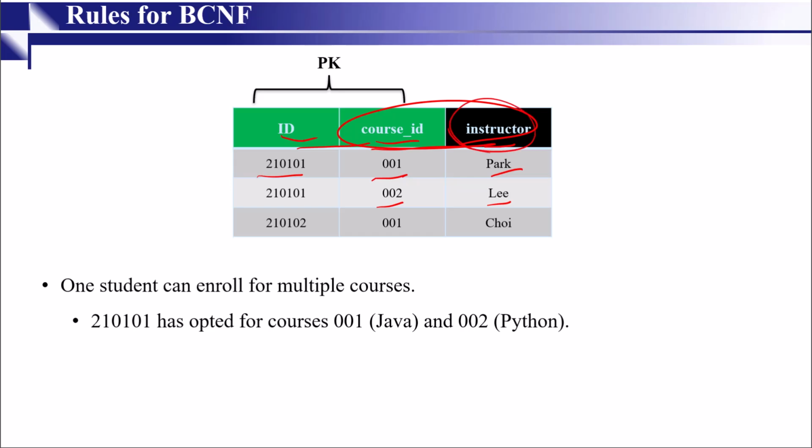Once again, a student can enroll for multiple courses, right? For example, this course is Java and this course is Python with two professors, right? For each course, an instructor is assigned to a student, like Professor Park for Java, Professor Lee for Python. There can be multiple instructors teaching one course like 01. And here is the problem: instructor determines course ID does not hold the key property. Instructor depends on course ID. So this course ID depends on instructor, and instructor is not a super key. That's why this is the problem for BCNF.